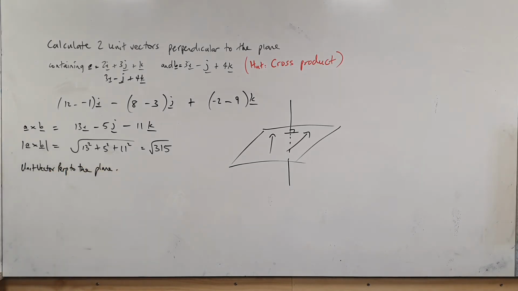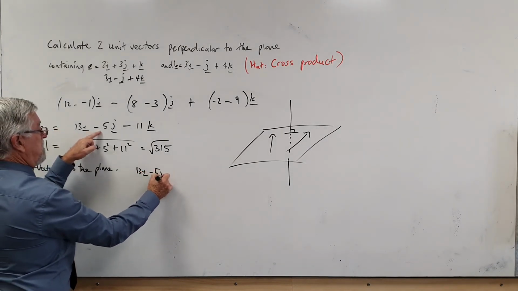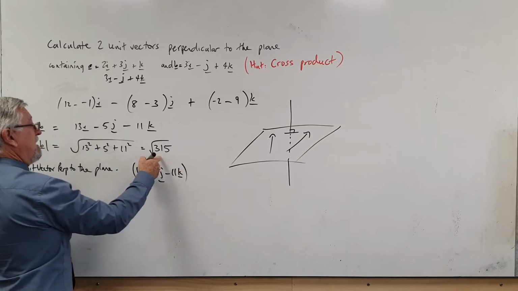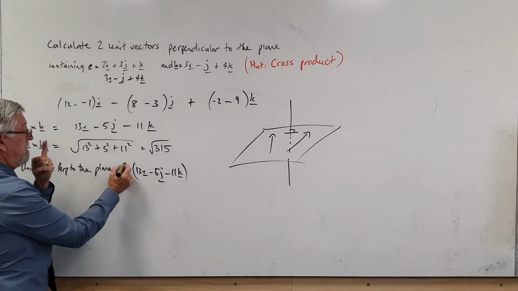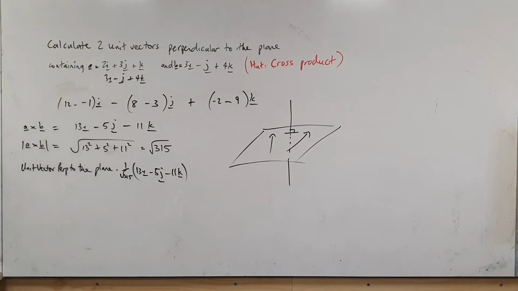What do we have? It's got to be this one. So it's 13I minus 5J minus 11K. And that's how long? That's that long, and I don't want it to be that long, I only want it to be 1 unit. So it's 1 on that. There's 1, it said 2. So what do?